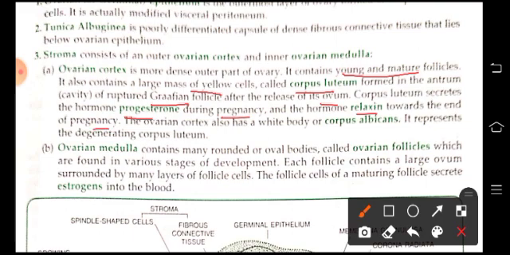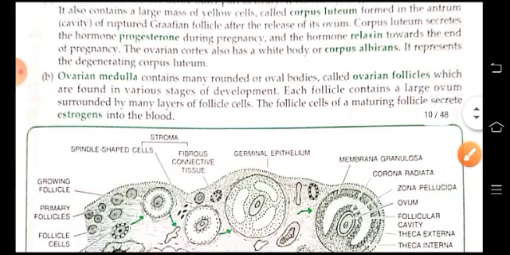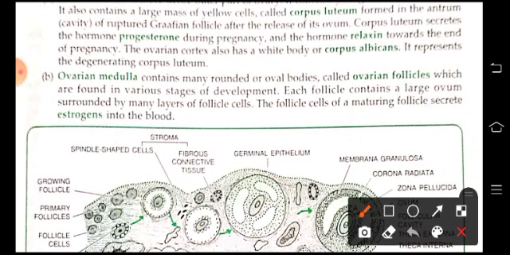Now the ovarian cortex also has a white mass body known as the corpus albicans, which represents the degenerating corpus luteum. The ovarian medulla contains many rounded oval bodies called ovarian follicles, which are found in various stages of development. Each follicle contains a large ovum surrounded by many layers of follicle cells. Now when these follicle cells mature, they secrete the hormone estrogen into the blood.